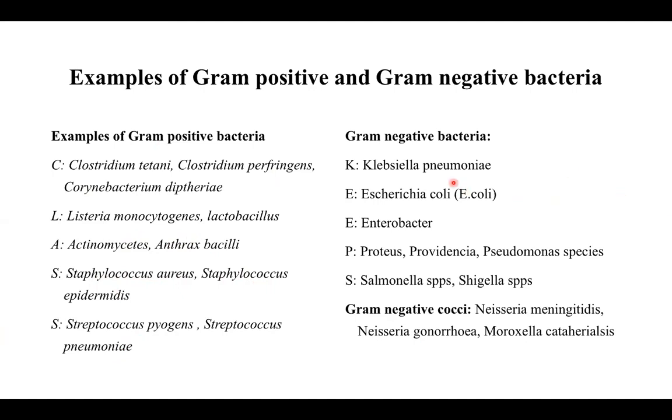Among gram-negative bacilli, these are Klebsiella, Escherichia coli, Enterobacter, Proteus, Providencia, Pseudomonas, Salmonella, Shigella, or Serratia. The mnemonic is KEPS. K stands for Klebsiella, E stands for Escherichia coli or Enterobacter, P stands for Proteus, Providencia, Pseudomonas, S stands for Salmonella, Shigella.